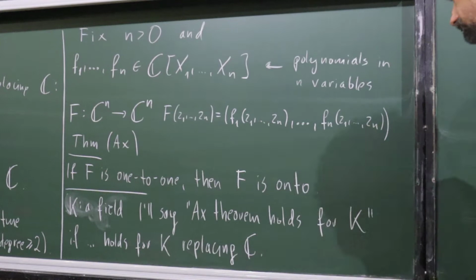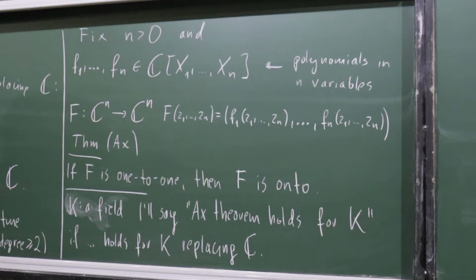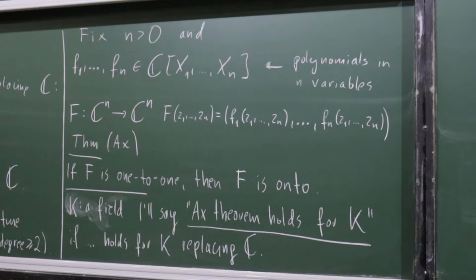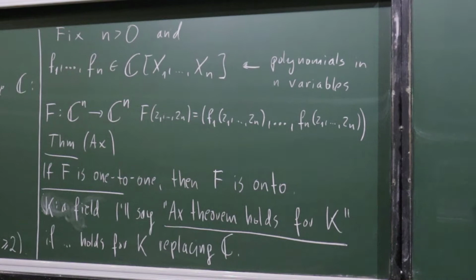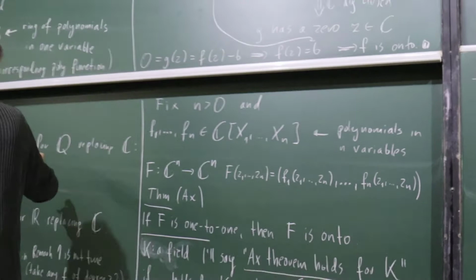So of course, it's also interesting to ask for which other fields this is true. But in the proof, I will show that the Ax theorem holds for some other fields, and from these other fields, I will get into C. That's why I need to have such a notion. So maybe first, before the proof, examples when it holds and when it does not hold. So we see by remark two that even for n equal one, it does not hold for Q.